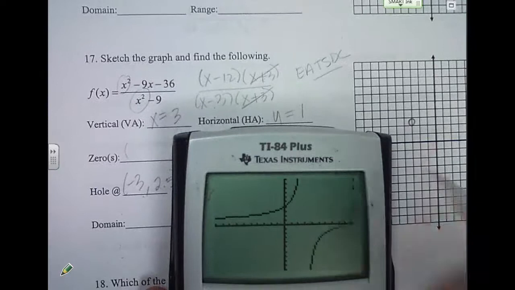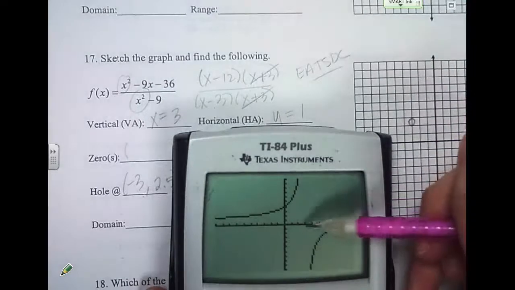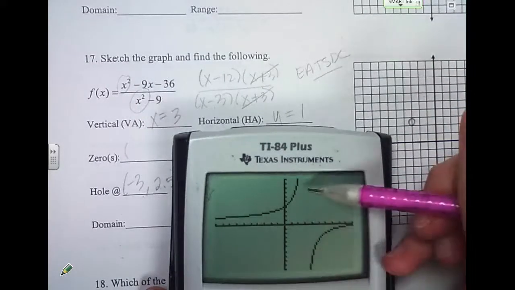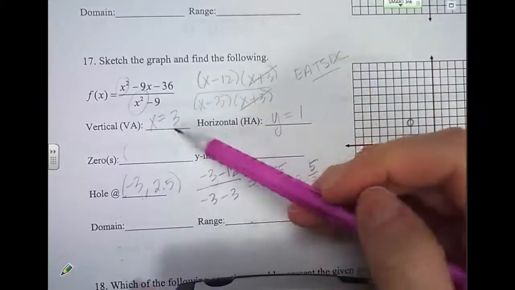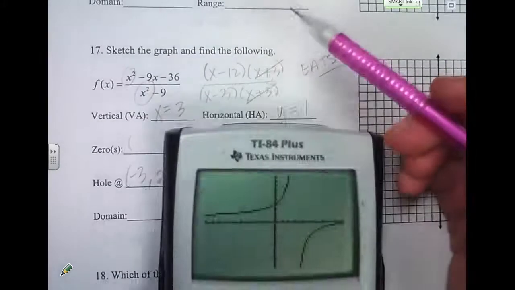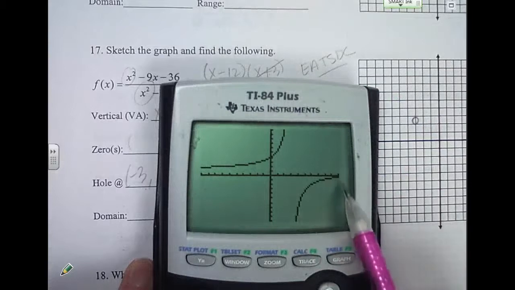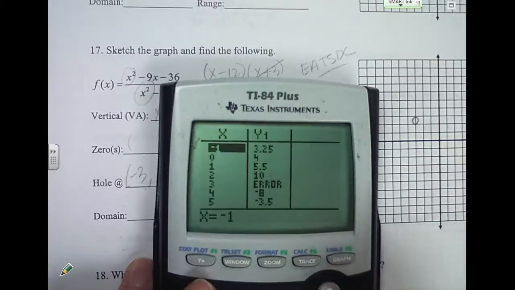Okay, so where it splits here, there's a VA, and if you drew a line here, it looks like it's right at positive 3. So we have x equals 3. Now the zeros are where it touches the x-axis. So if I go, you can't really see it here. It looks like it's going out. So if you go to your table and you look for where y is 0, we know it's going out.